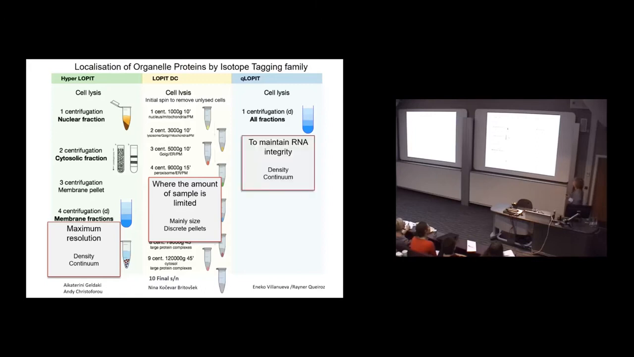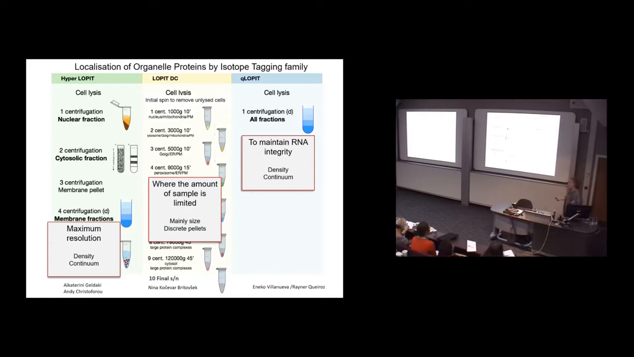And we have a new method where the idea is to try and maintain RNA integrity. So not only can we get a map of where the proteins are in the cell, but also a map of where the transcripts are in the cell, again, to see the commonality of transcript and proteins that correspond to one another in the same place and those that don't.